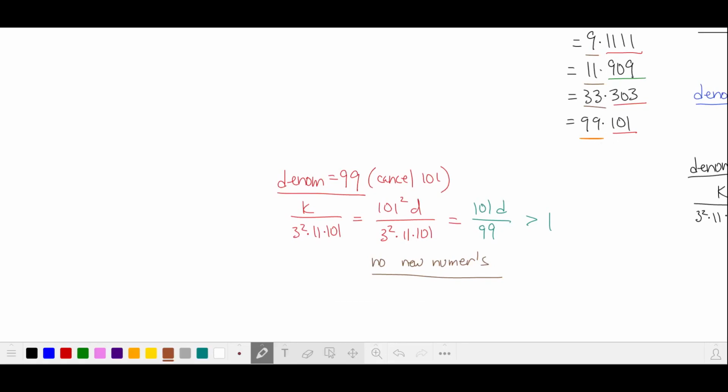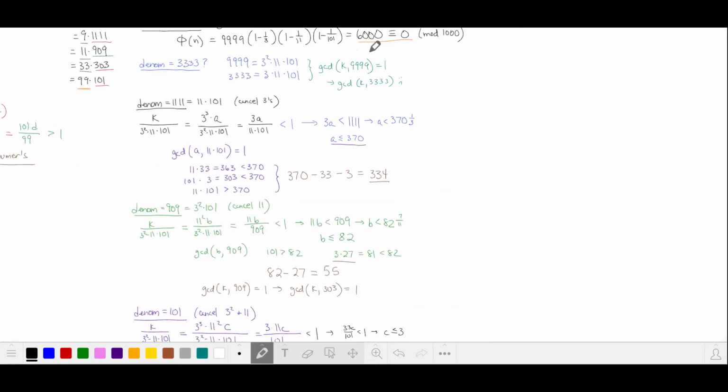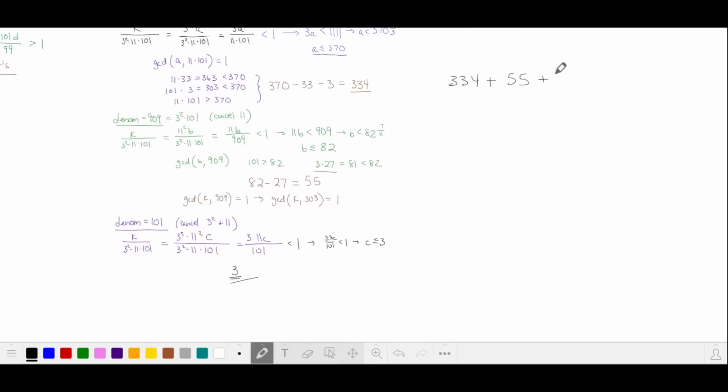So we're done counting. Let's total everything up. Our first sum was 0 mod 1,000, so we have 334, 55, and 3 more down here.